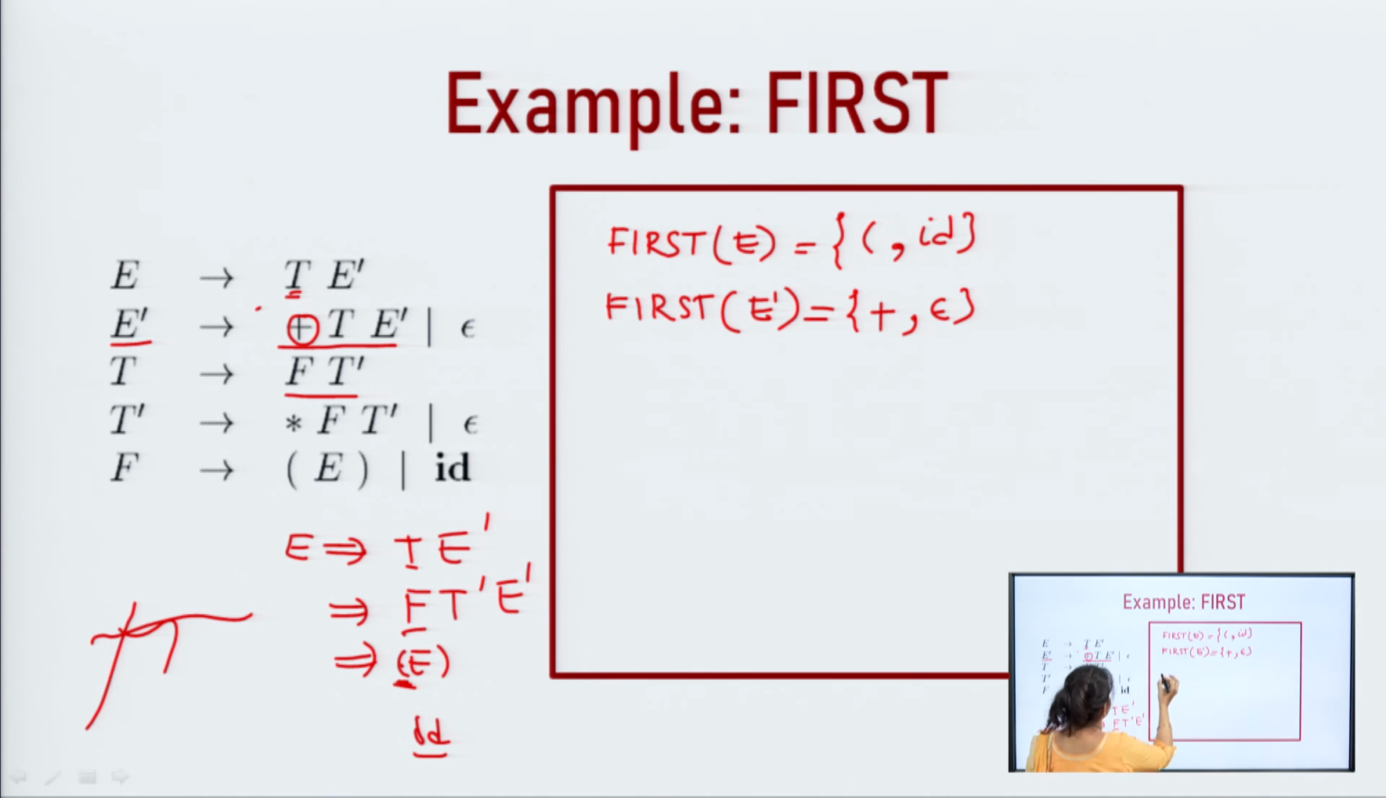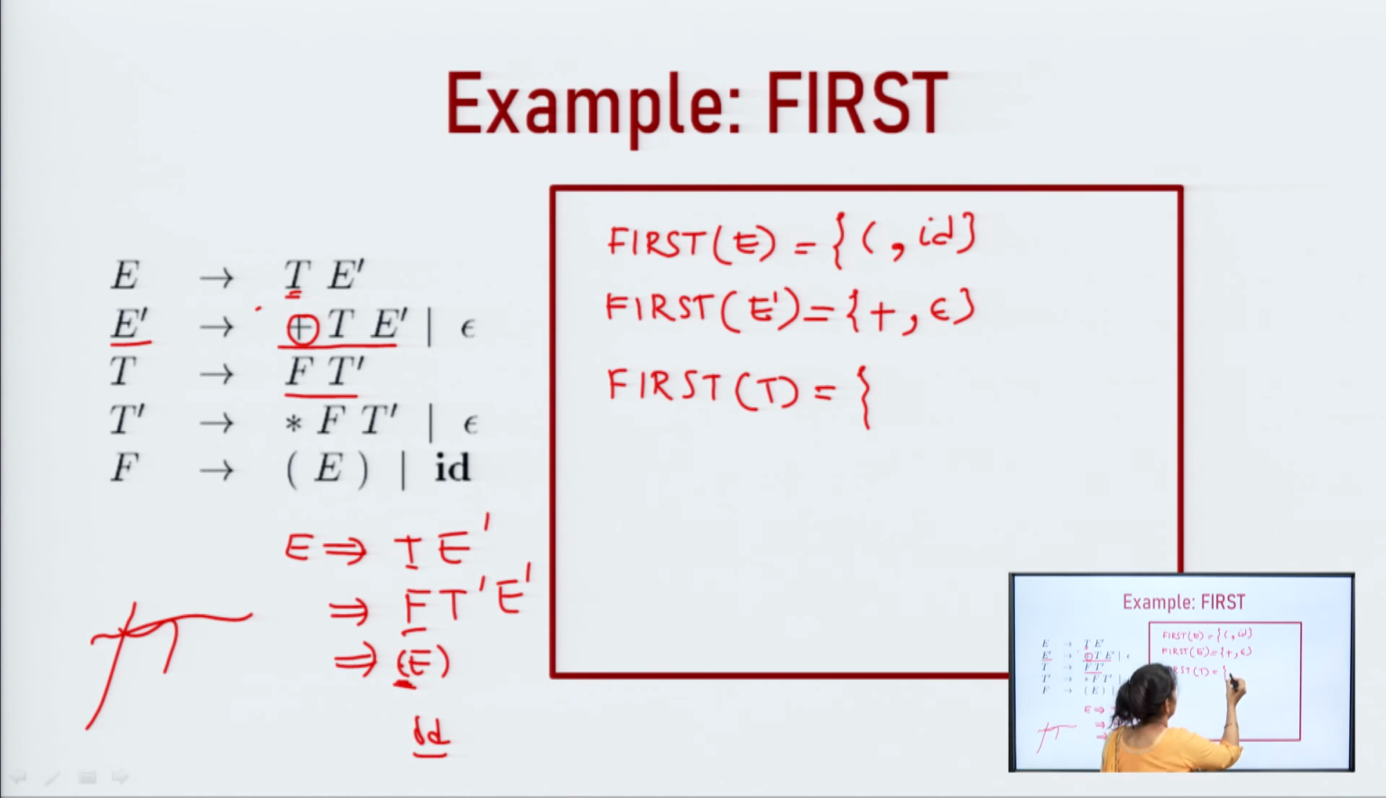Now next is first of T. We will obtain the derivable strings of grammar symbols from every non-terminal. Now T to F and F to this. But F does not contain null, so we will not look at the alternates for T prime. So here again we will get opening parenthesis and ID.